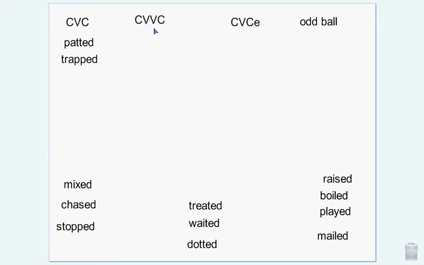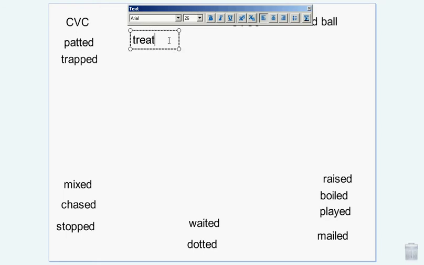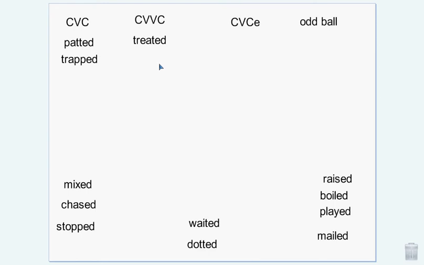The next way is CVVC. Again, consonant, 2 vowels, right back to back, and then another consonant. You can look right here. Treated. I just delete the ED for this one, and you have treat. EA in the middle, 2 vowels, T on one end, R on the other. And you end up with treated when you add the ED. Weighted, another one. You just look at your 2 vowels, AI, T on one end, W on the other. So consonant, vowel, vowel, consonant.